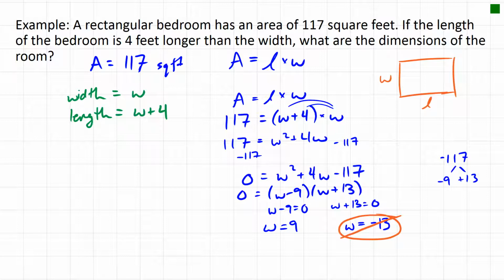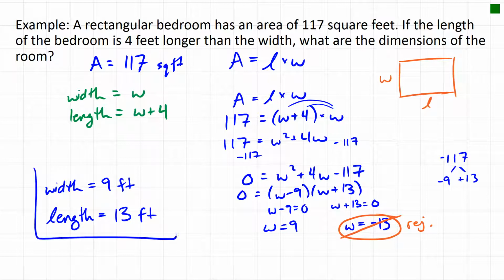So I am rejecting one of our two solutions. It is mathematically a good solution to the equation, but it is not in reality a good solution to the problem. So we're rejecting that one solution, which means that the width, I always like to work left to right, so I'm sorry that I have to go over the left-hand side of the screen here, but the width is equal to 9 feet, and the length is equal to 9 plus 4 is 13 feet. That is my answer to this problem.